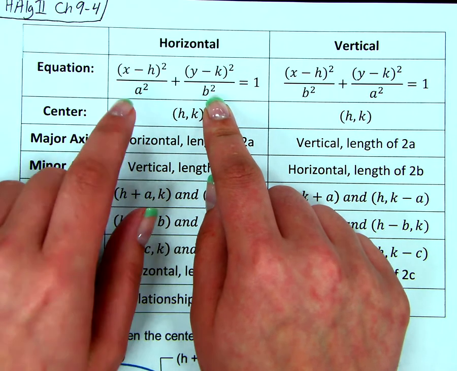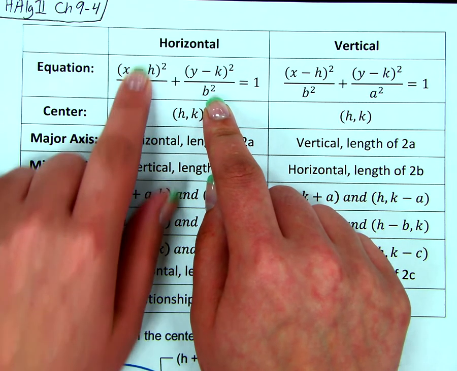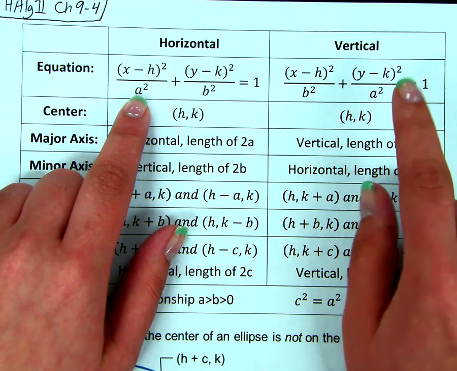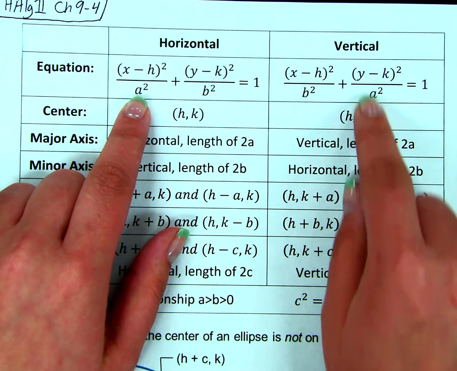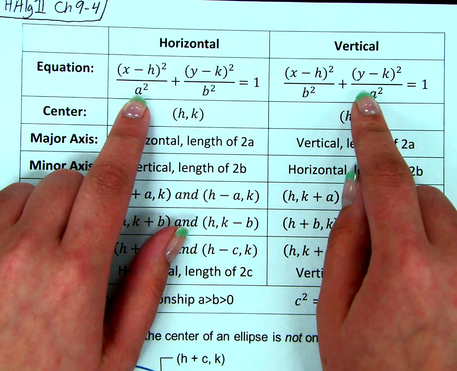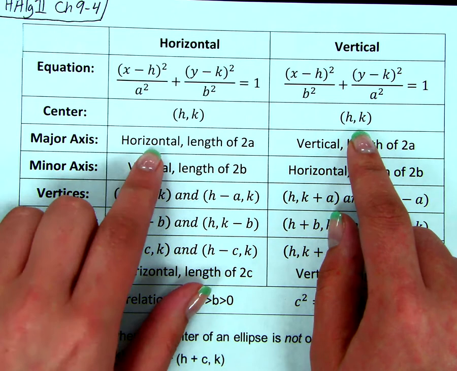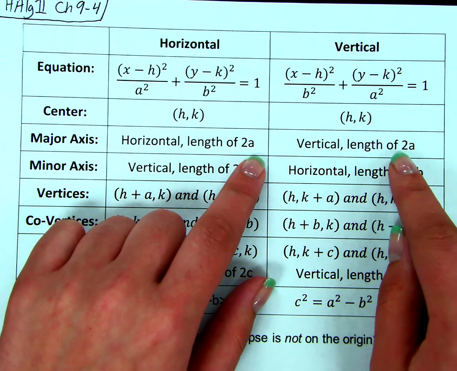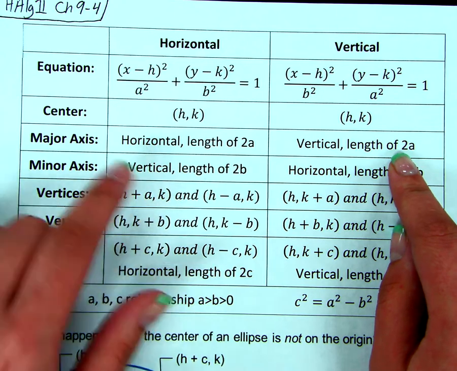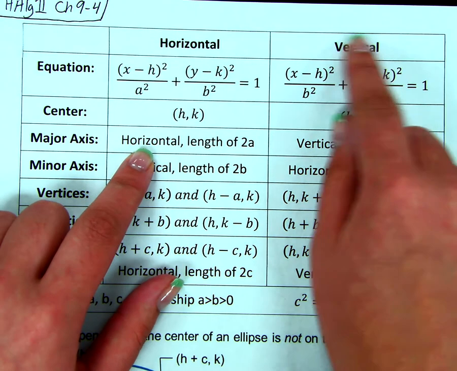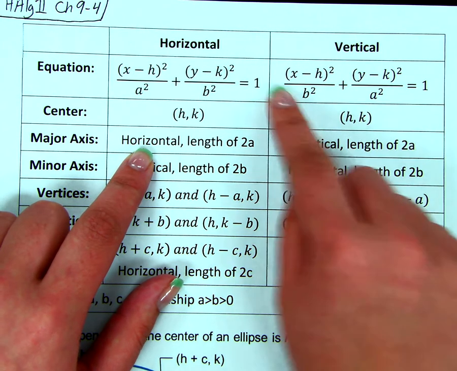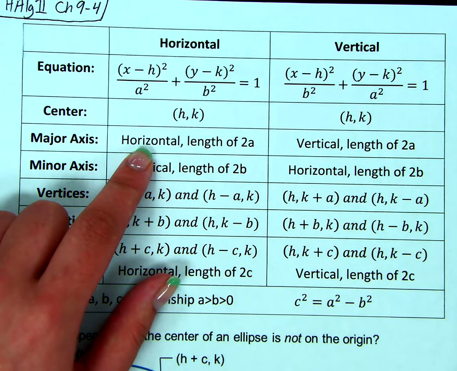If the larger number is underneath the x term, it's horizontal. If the larger number is underneath the y term, it's vertical. That's really what we need to remember. Our center for either one is still h and k. For our major axis, we're still using a to figure out that length, and this is just telling you the direction. Once we figure out the direction from the equation, that should be obvious.